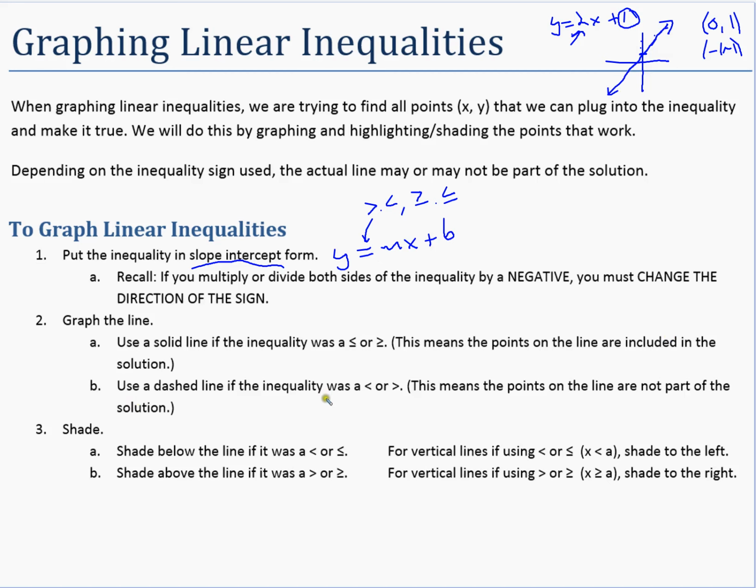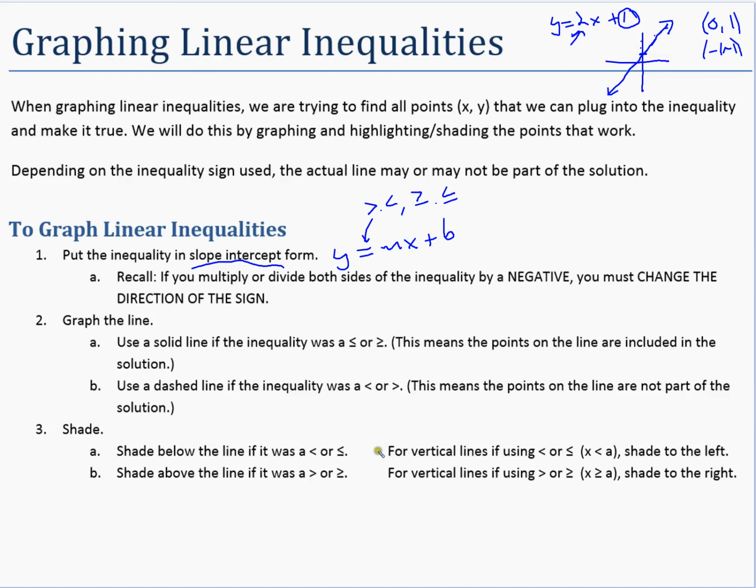We use a dashed line if the inequality is just less than or just greater than. It doesn't have the or equal to, and this means that the points on the line are not part of the solution. So put it in slope-intercept form. You draw the line. Sometimes it's solid, sometimes it's dashed, and then you're going to shade. And what we do is we shade below the line if we have a less than or equal to. We shade above the line if we have a greater than or equal to.